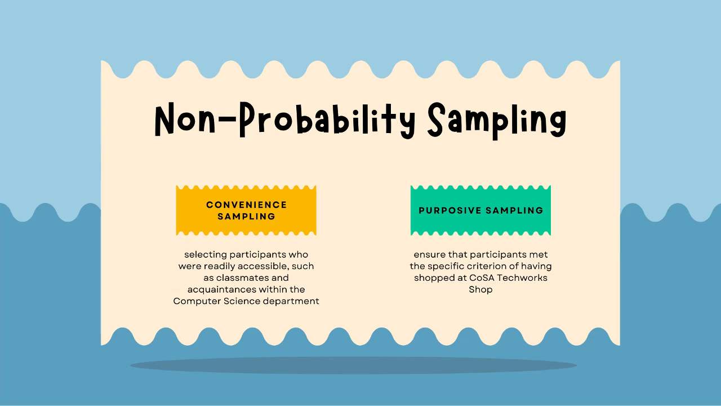Convenience sampling involves selecting participants who are readily accessible, such as classmates and acquaintances within the computer science department. Purposive sampling was also used to ensure that participants met the specific criteria of having shopped at Cosatec Workshop. This approach allows us to efficiently gather relevant data from a targeted group of students who have direct experience with the service and product offered by the store. By using these techniques, we aim to get a meaningful insight into the shopping experience and satisfaction level of computer science students at UITM Sabah.